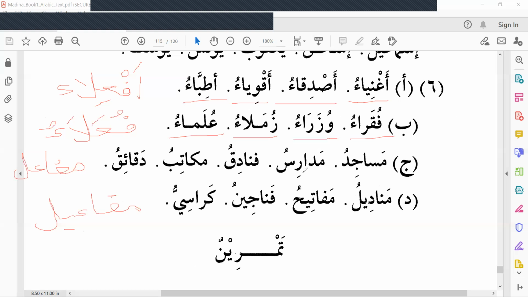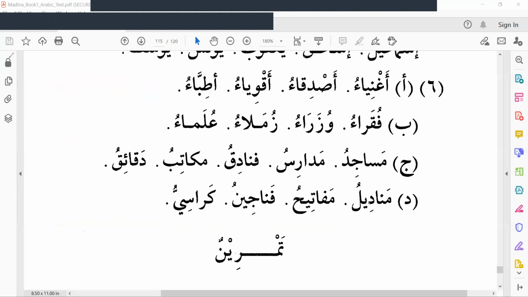Masajidu, from masjidun. Madrasatun, madarisu. Funduqun, fanadiqu: schools, hotels. Maktabu, makatibu. Daqa'iqu, from daqiqatun, meaning a minute. Daqa'iq, minutes. And another one is the mafa'ilu pattern. Those plurals that come in these four patterns will be considered as al-mamnu min as-sarf. Manadilu, from mindilun. Miftahun, mafatihu. Finjanun, teacup, fanajinu. Karasiyu, from kursiyu. All these plurals will be considered as al-mamnu min as-sarf.